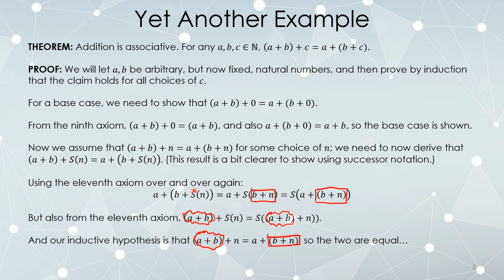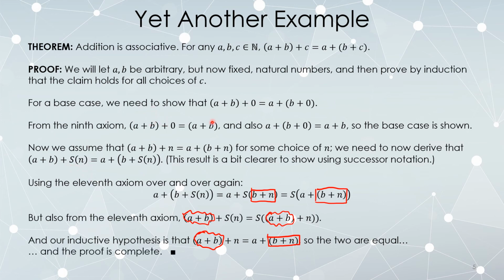(a+b)+s(n) is s((a+b)+n). But since (a+b)+n is a+(b+n), s((a+b)+n) is the same thing as s(a+(b+n)), and now I get back here. So overall, (a+b)+s(n) must be the same as a+(b+s(n)), which is exactly what we were trying to prove up here. Having assumed the statement was true for n, we derived that the statement is indeed true for s(n). That completes the inductive proof.